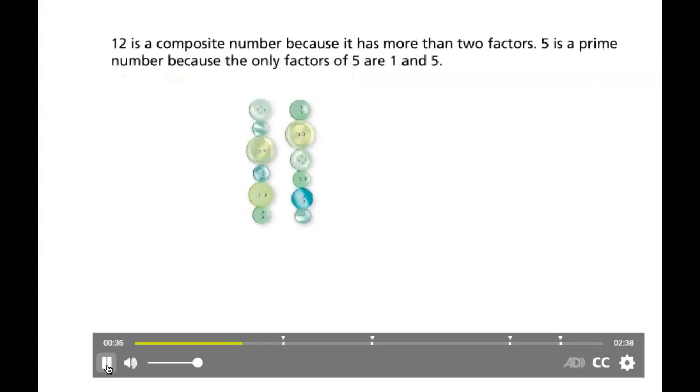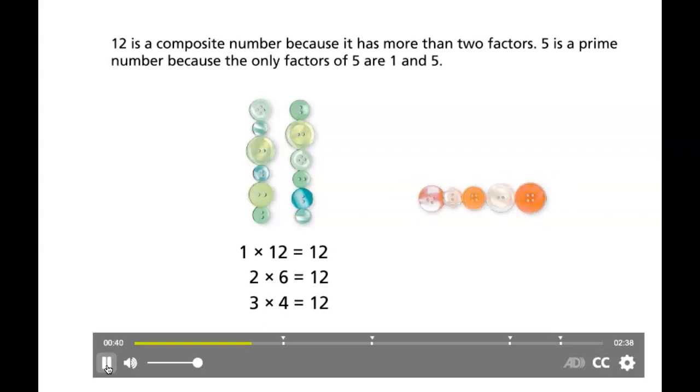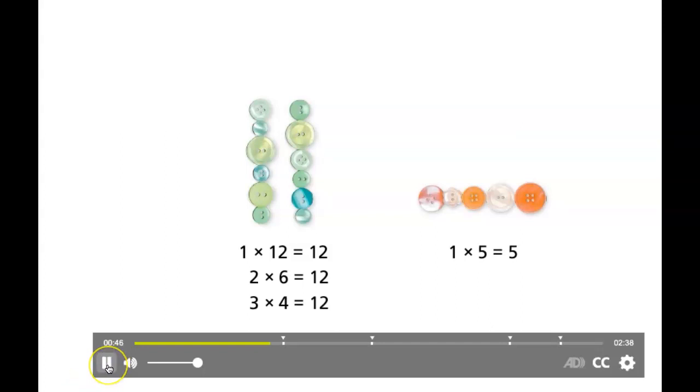12 is a composite number because it has more than two factors. 5 is a prime number because the only factors of 5 are 1 and 5. Are all odd numbers prime numbers? Explain. Can anybody answer the question? Are all odd numbers prime numbers? Anybody know that?